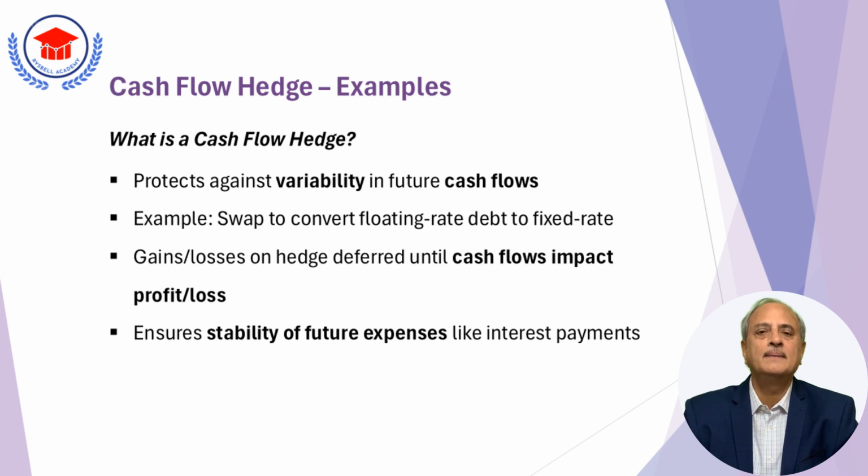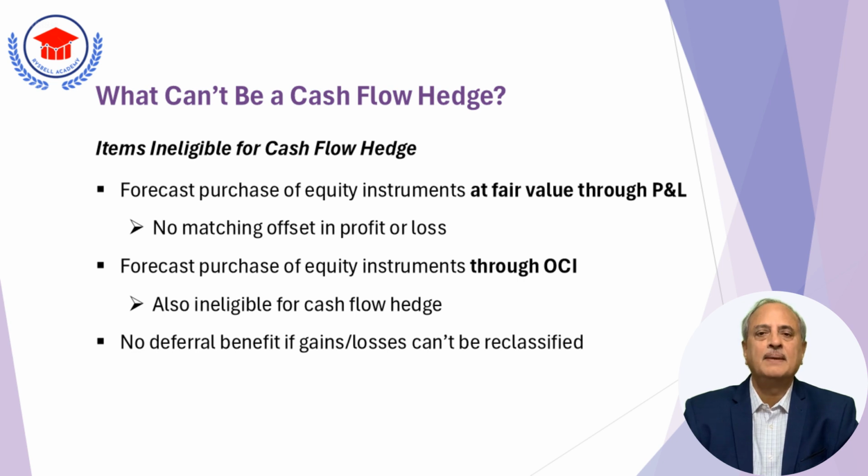On the other hand, some items cannot qualify as hedged items in a cash flow hedge. For instance, a forecast purchase of an equity instrument that will later be accounted for at fair value through profit or loss cannot be hedged in this way. The reason is that the deferred gain or loss on the hedging instrument wouldn't have a suitable offset in profit or loss. Similarly, a forecast purchase of an equity instrument accounted for at fair value with changes recognized in other comprehensive income is also ineligible for a cash flow hedge.